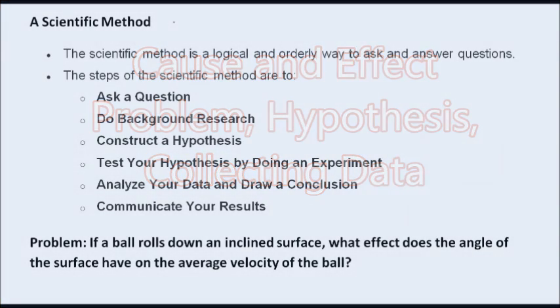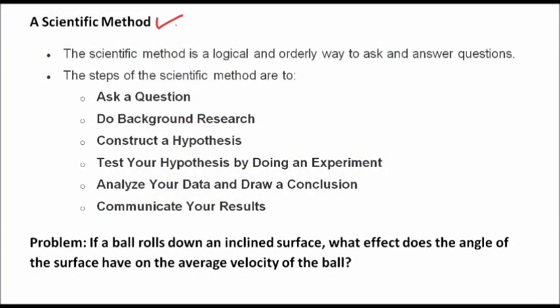Let's begin this lesson by looking at something called a scientific method. What is a scientific method? Nothing difficult. A scientific method is simply a logical and orderly way to ask and answer questions or to solve a problem. And most scientific methods involve a series of very simple, very logical steps. The first step might be to figure out what the question is, or what is the problem you're trying to find an answer to, and state it in simple terms.